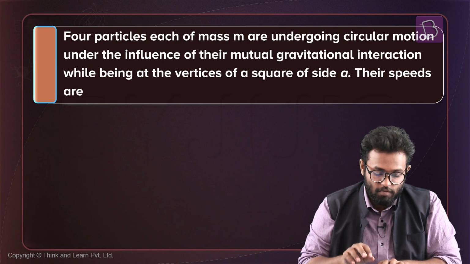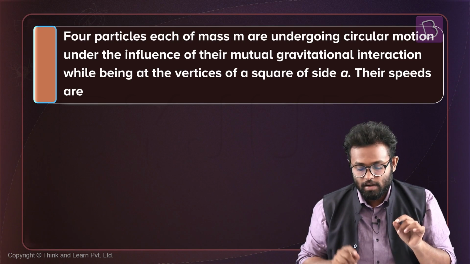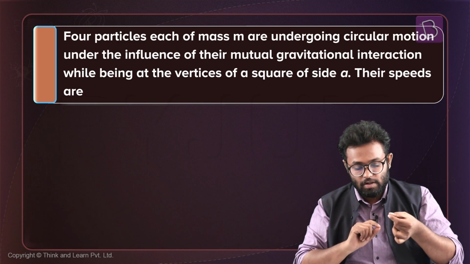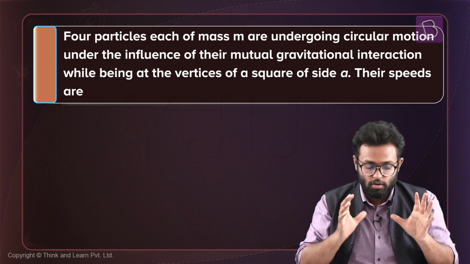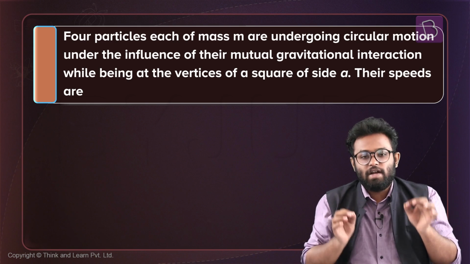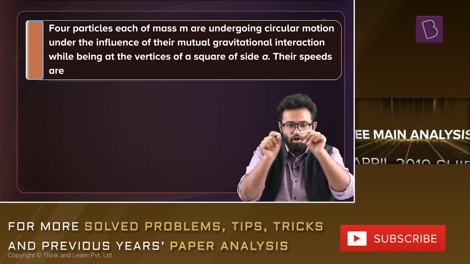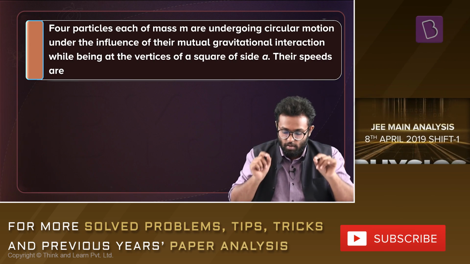So in this problem, there are 4 particles, each of mass m, and they're undergoing a circular motion under the influence of their own mutual gravitational interaction. So they're all pulling each other, and they're moving in a circle while being at the vertices of a square of side A, so that's really interesting. They're all moving in a circle, but when you join all of them together, you see a square forming.